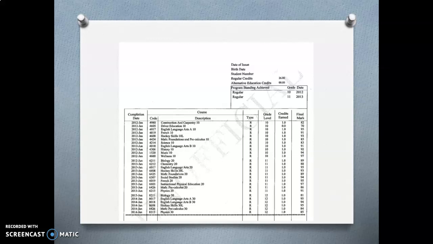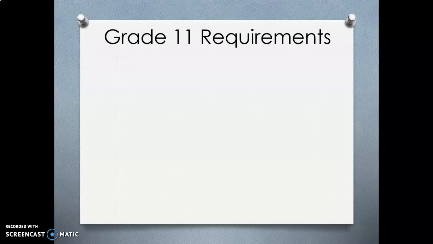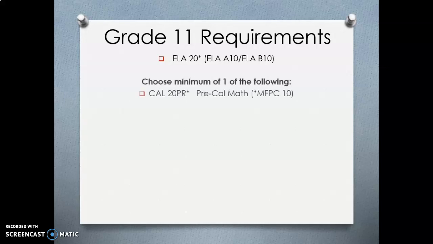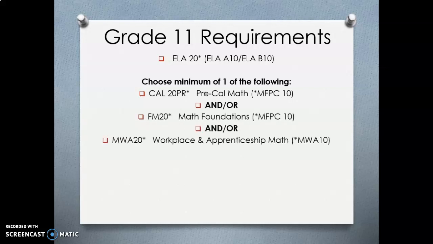Now that we've gone through grade 10, I do want to focus on the grade 11 requirements, and they are as follows. You need to take only one ELA 20 class. The prerequisites for that are the A10 and the B10 that you've taken in grade 10, but you do need only one English in grade 11. Then you get to pick one of the following to graduate: math pre-calculus, math foundations, or the math workplace apprenticeship 20.